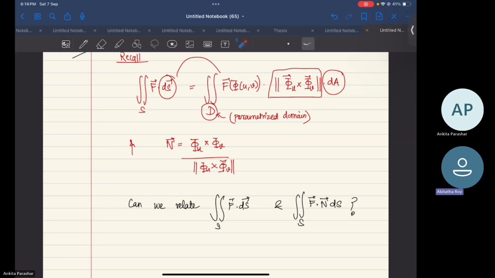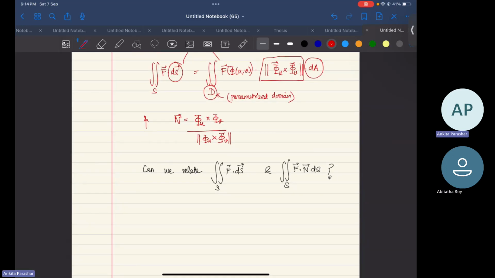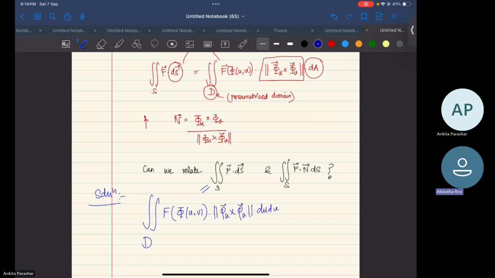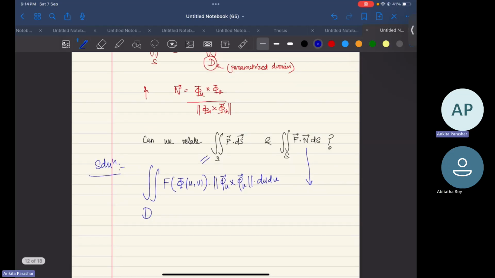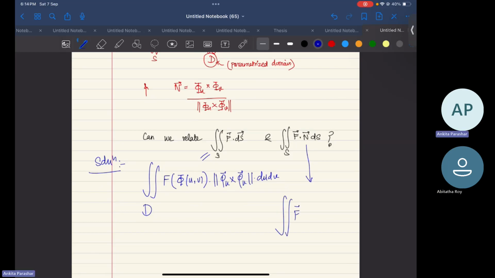If you just try to substitute, let's do it. This one is the integral over the domain of f of phi(u, v) dot the norm of phi_u cross phi_v du dv. And this is nothing but f dot phi_u cross phi_v, which is a vector, divided by the norm of phi_u cross phi_v, du dv.